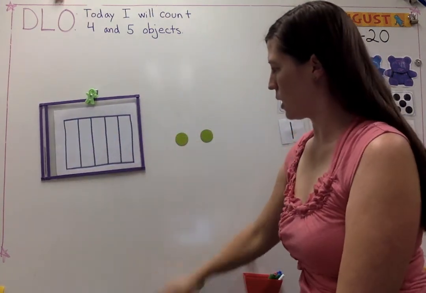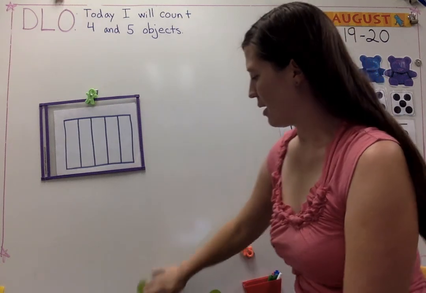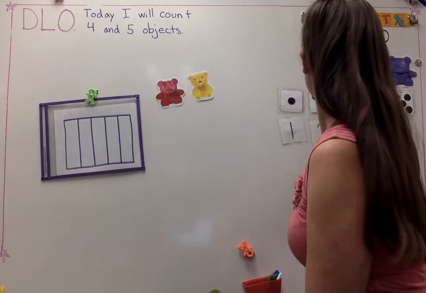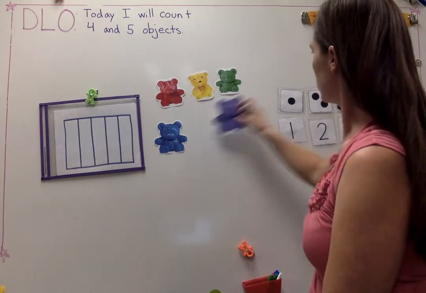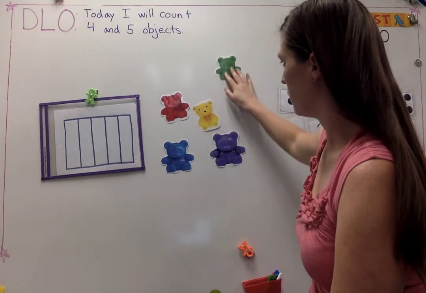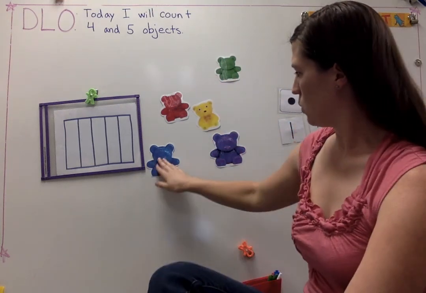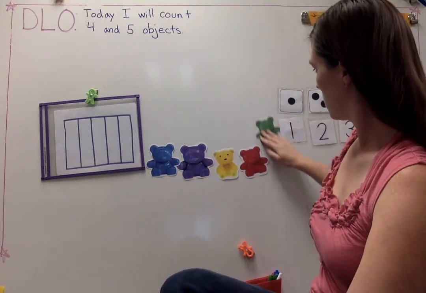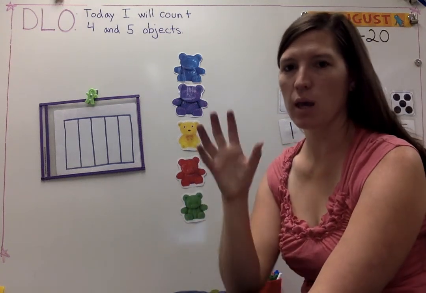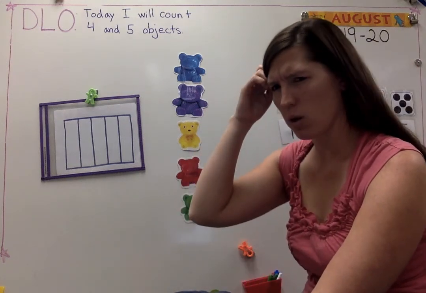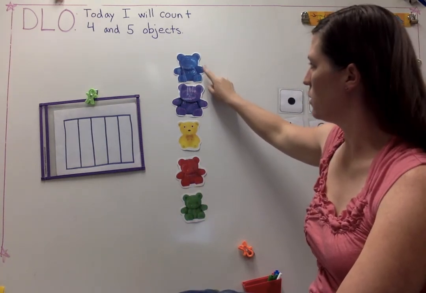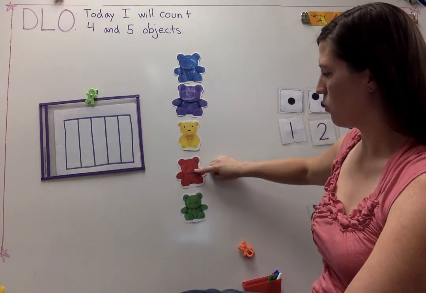Now, I'm going to take my dots away. I have some other magnets behind me that I want to use. Let's use the bears. I'm going to mix them up because sometimes bears will be in a pile and we have to count them. We can put them in a line. We can put them straight up and down. We just have to make sure we count every single one. So let's count all of them right now. Let's start at the top. Ready, go. 1, 2, 3, 4, 5.